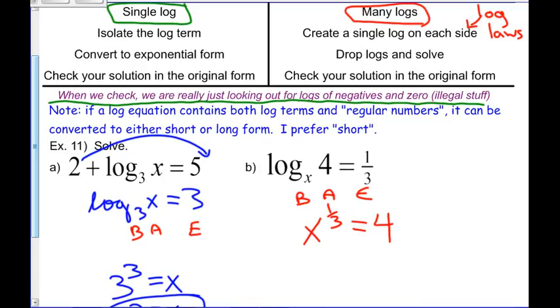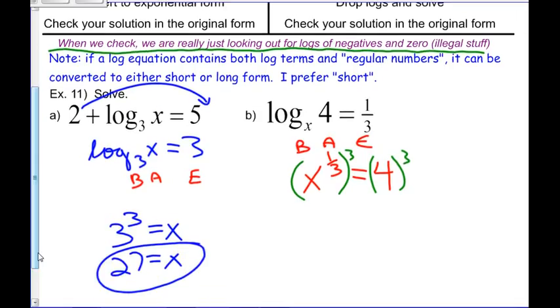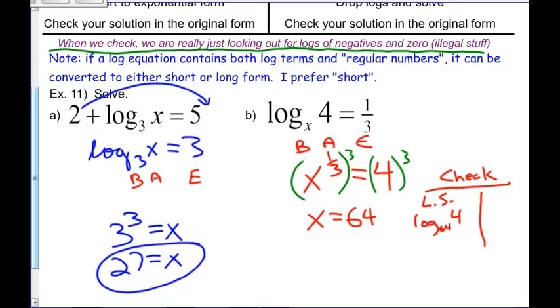How can I turn that into a regular x? I can cube it. And if we cube both sides, we'll get x equals 4 cubed, which is 64. If we go and check, the left side would read log base 64 of 4. And the right side would be 1/3.